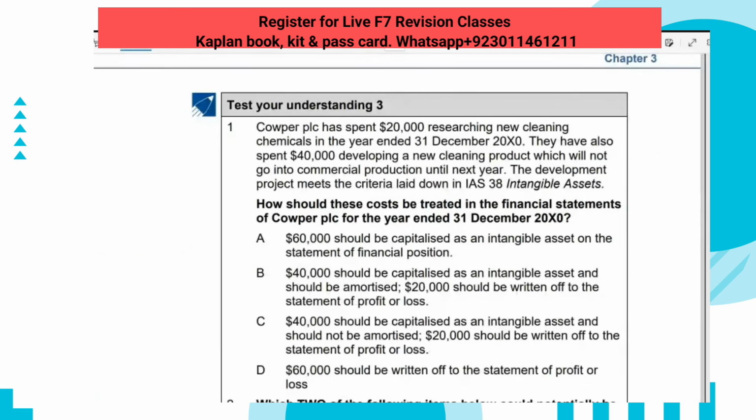Now we see the test your understanding number 3. How is this going to be treated in our books of accounts? Copper PLC spent 20,000 on research into a new cleaning chemical in the year December. They have also spent 40,000 on development of a new cleaning product which will not go into commercial production until next year. The development project meets the criteria laid under IAS 38 intangible. How should these costs be treated in the financial statements for Copper PLC for the period December? How will they treat it in their books of accounts?